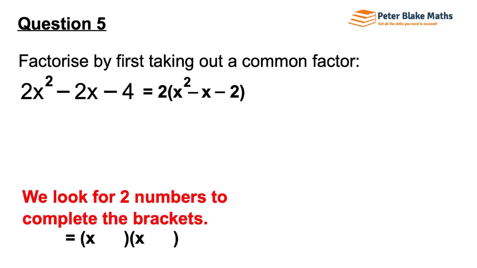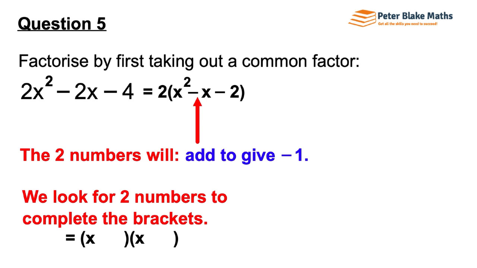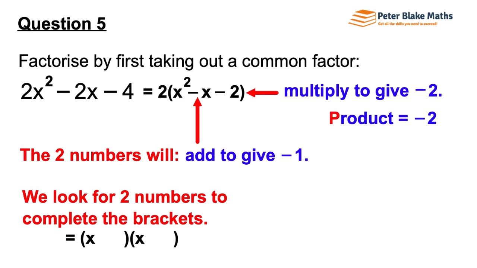And then we're looking for two numbers. We'll keep that 2 out the front there, up our sleeve, and we'll just pretend the question just says factorise x squared minus x minus 2. We'll just factorise the brackets now. Into two brackets, we look for two numbers that add together to give minus 1, because there's an invisible 1 in front of the x there, and multiply together to give minus 2. Our product will be minus 2, our sum will be minus 1.